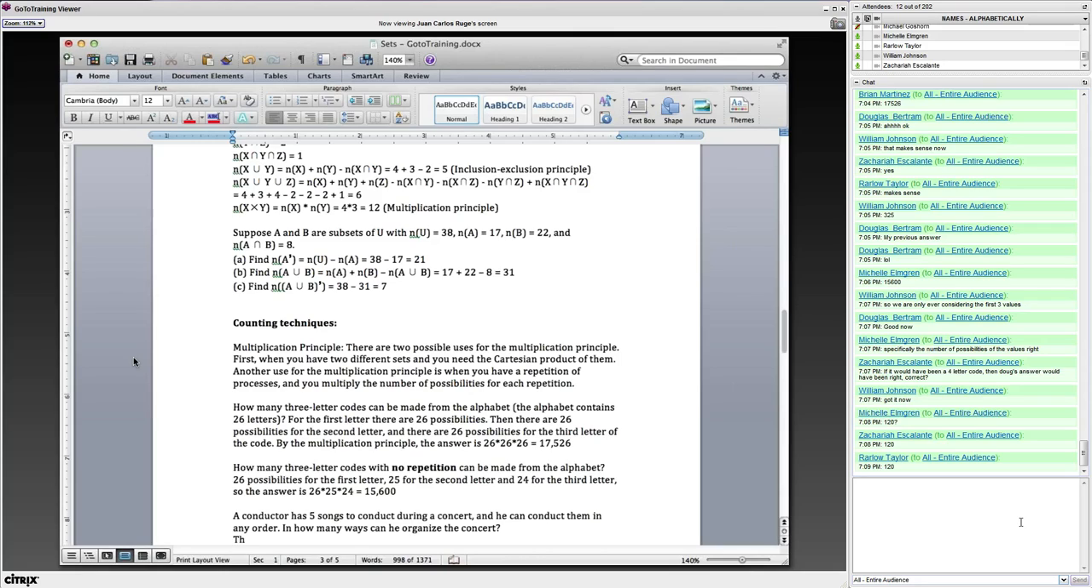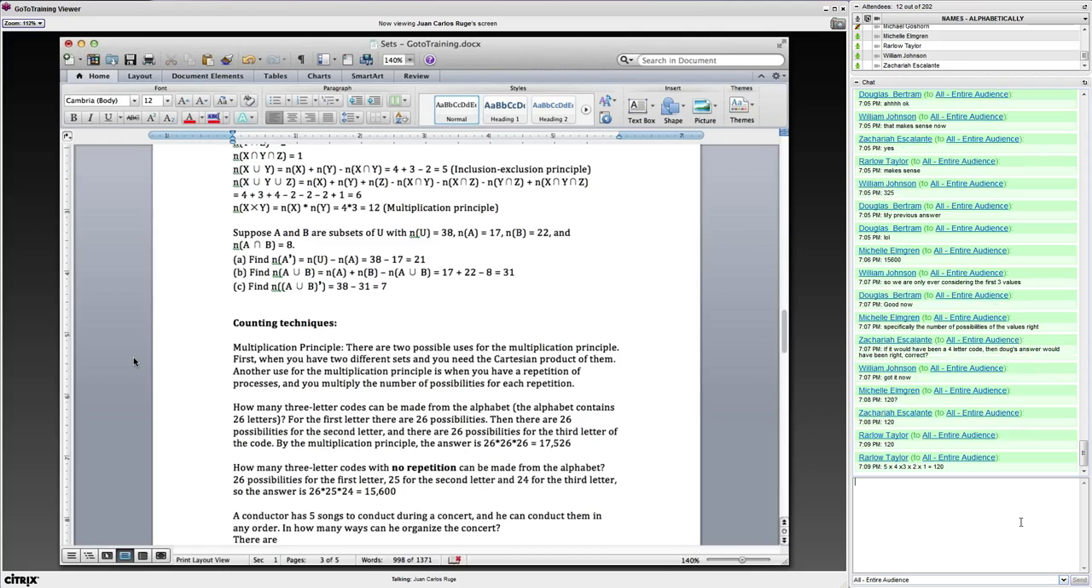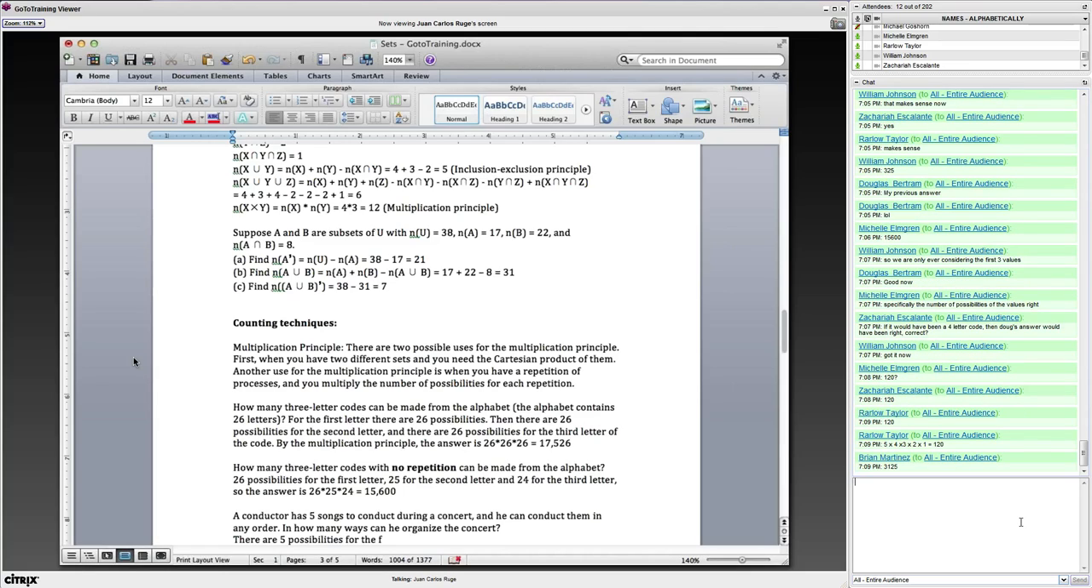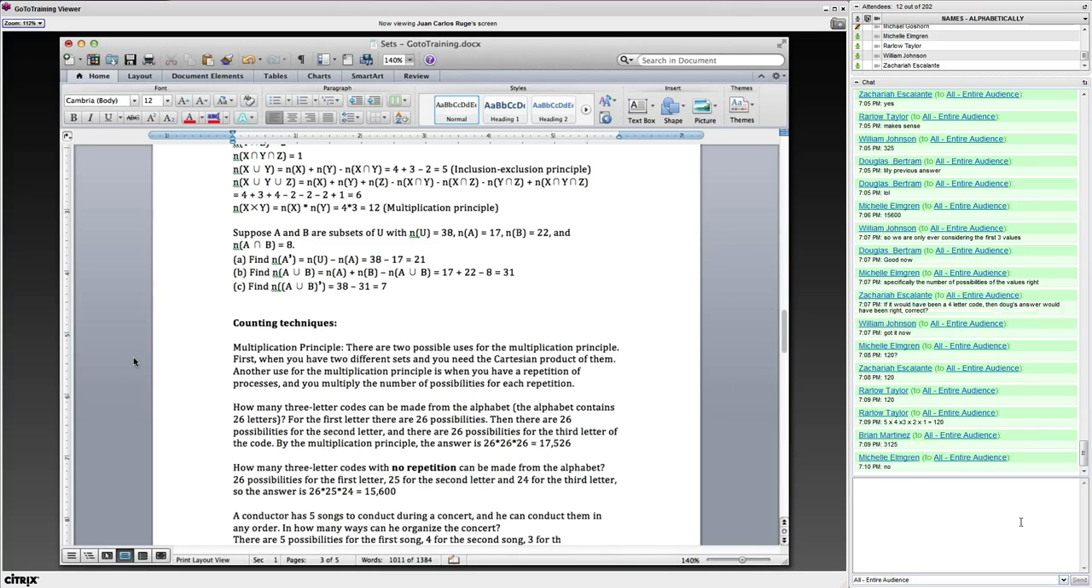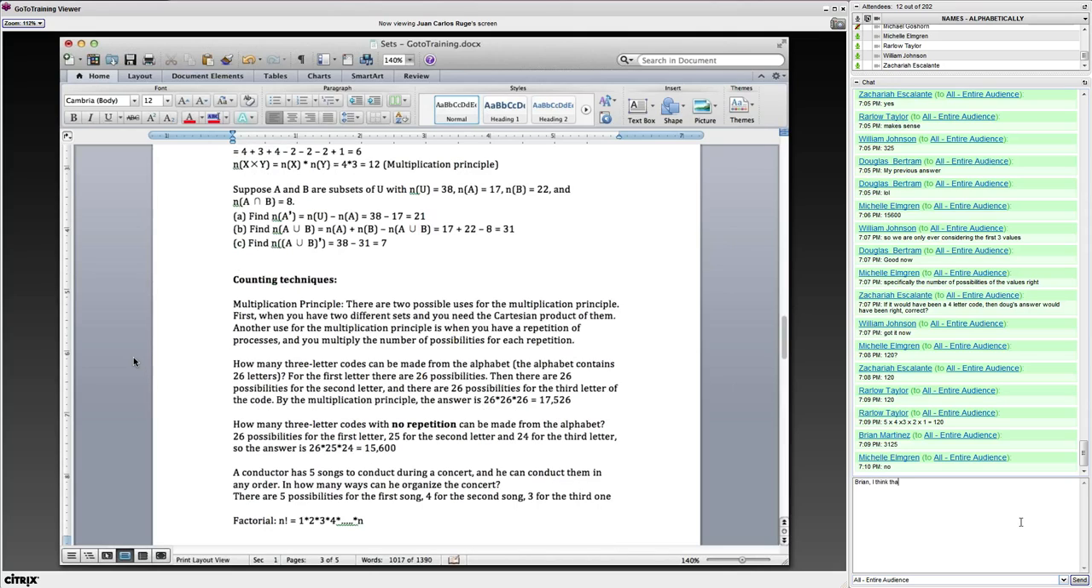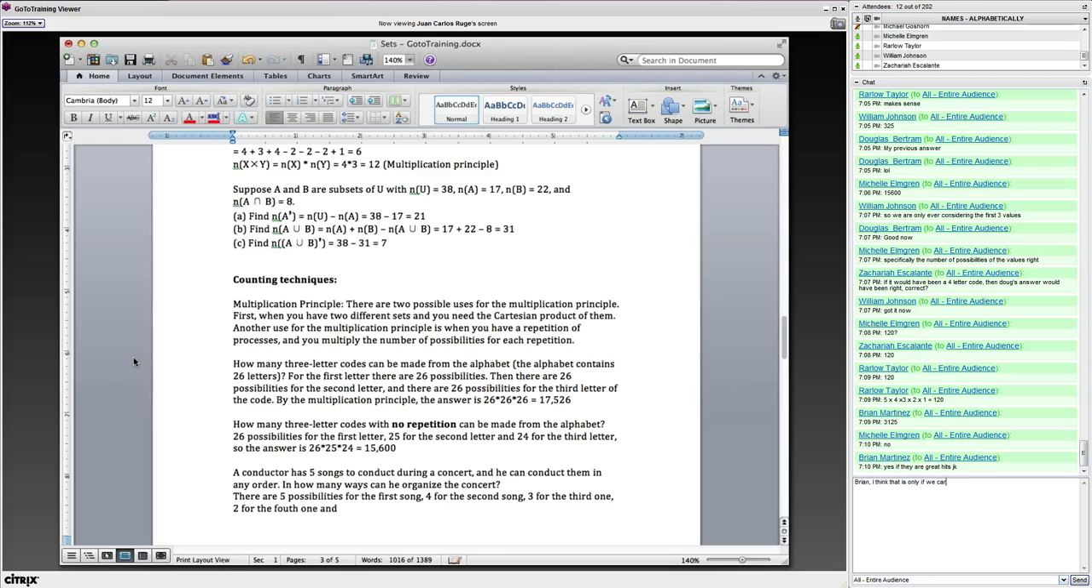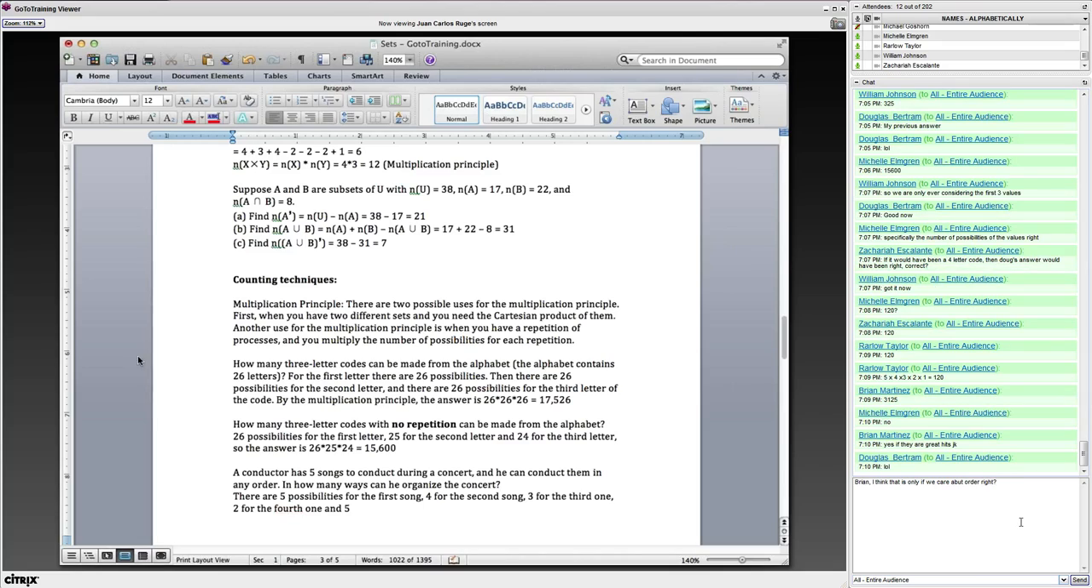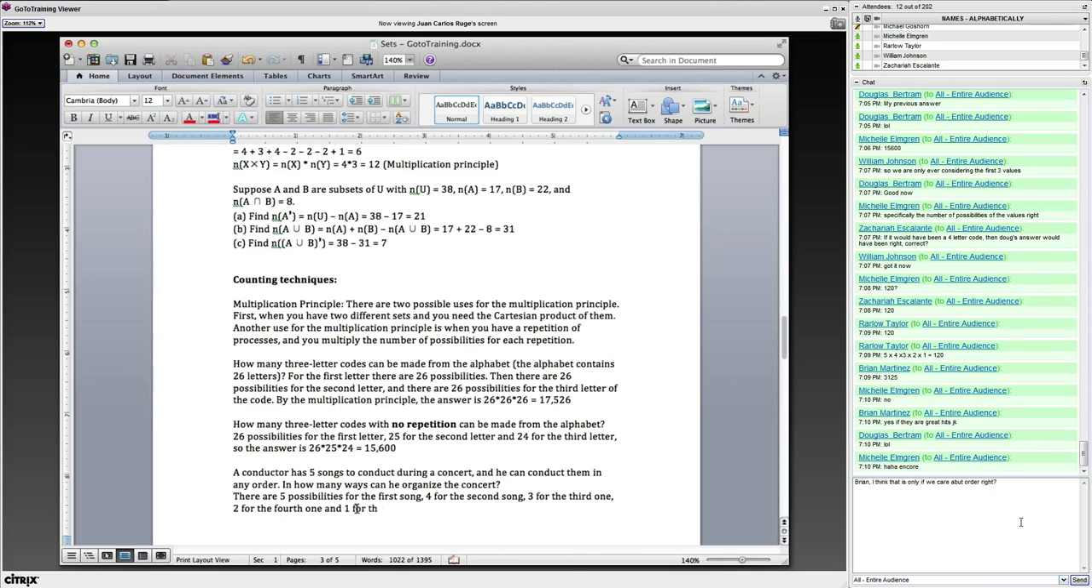Okay. The first song... There are five possibilities for the first song. Brian, 3,125. So there are five possibilities for the first song, and then four for the second song. If you go to a concert, do you want to repeat the songs? And one for the last song. So this is 5 times 4 times 3 times 2 times 1, 120.